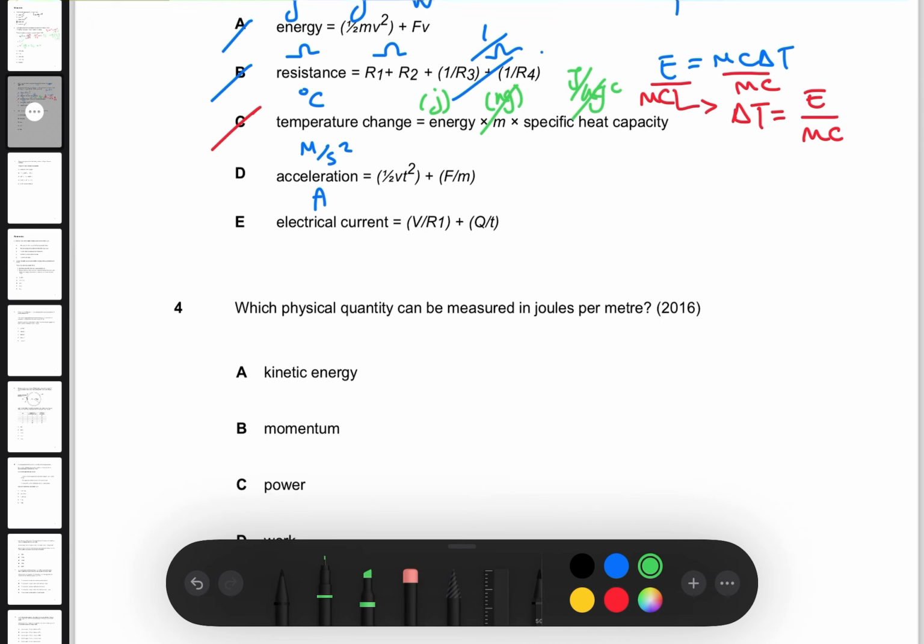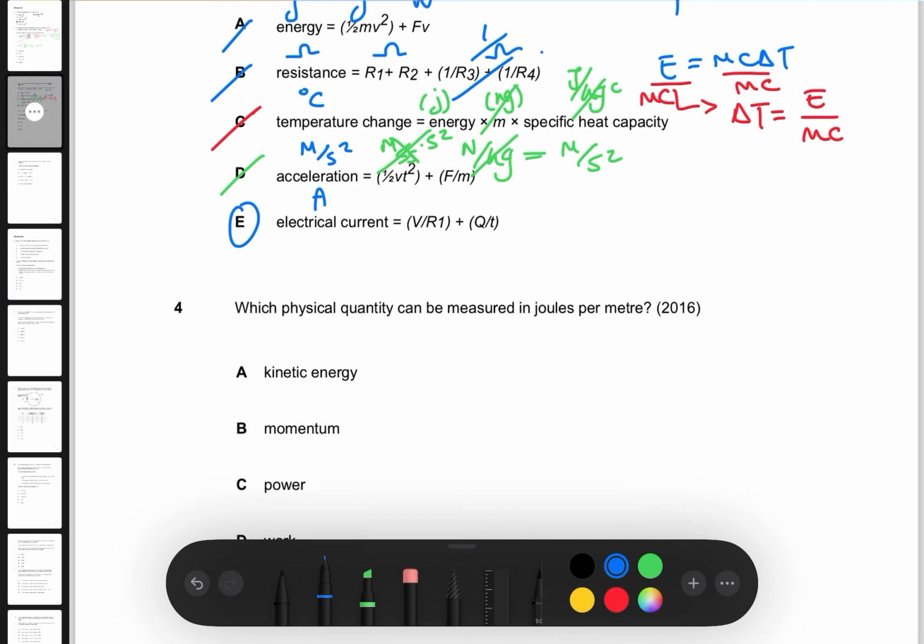Acceleration is in meters per second square. Let's find out the other ones. This one is 1/2 of vt squared, which is a kinematic equation, which is measured in meters per second times second square, and F over m is just newtons over kilograms, which is consistent with meters per second square, but the other unit is completely off. And so D is also wrong, which would make E the correct answer.